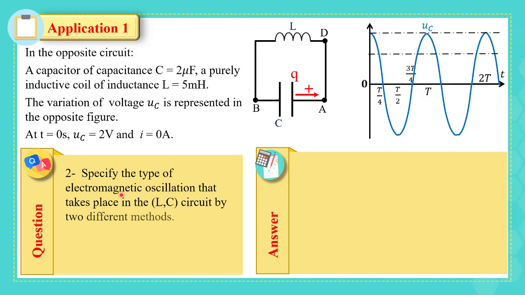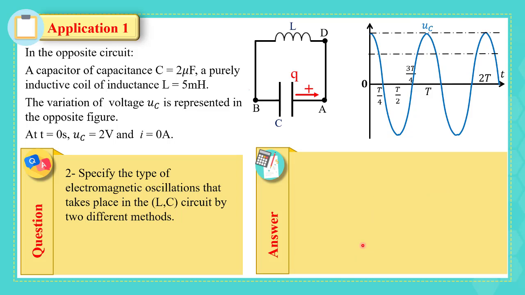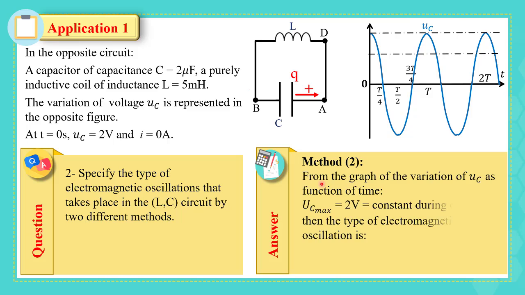Part 2, specify the type of the electromagnetic oscillation that takes place in the LC circuit by two different methods. First method, in the absence of any resistance in the LC circuit, the type of electromagnetic oscillation is free undamped electromagnetic oscillation. Second method, from the graph we have UC maximum is constant, it is equal to 2 volt, so the type of oscillation is free undamped electromagnetic oscillation.